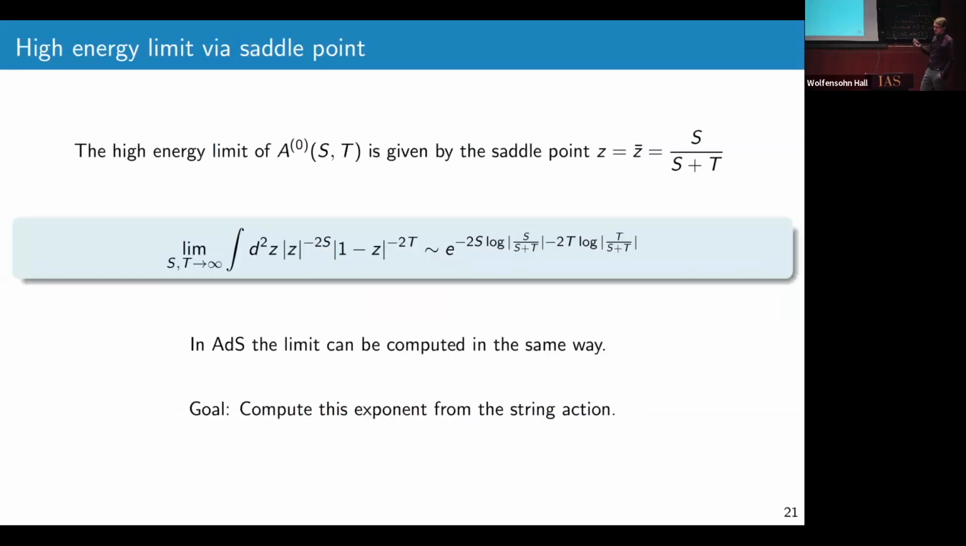Okay, so let's first see how we can get the high energy limit if we already know the amplitude and the worldsheet integral. It's simply given by the saddle point at z equals s over s plus t. And so we get an exponential behavior with this exponent. In AdS, the location of the saddle point is at the same position, so we can just do exactly the same thing. And we want to compute this exponent, and also the exponent in AdS, from this classical computation.